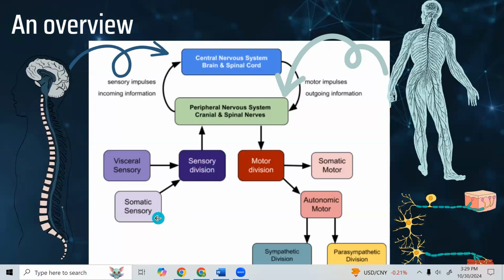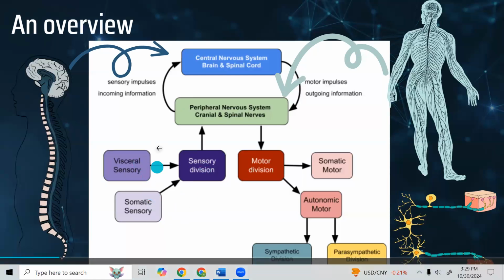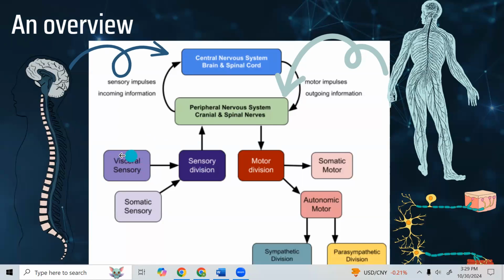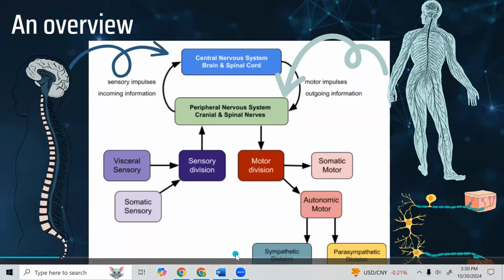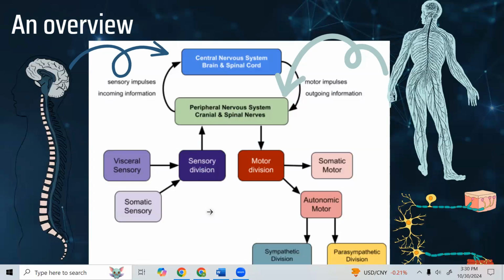In our sensory division, we have the visceral and somatic sensory. Anytime you see the word visceral, you should know that's referring to an organ. So that's the sensation within our organ systems. And then our somatic sensory, soma, meaning the body. So that's what we think of as normal sensation: light touch, vibration, pressure, all that stuff that we feel on our skin. Within the motor division, again, we have a somatic division. So that's going to be our body or skeletal muscle division.